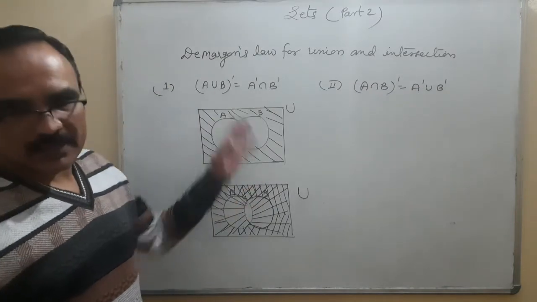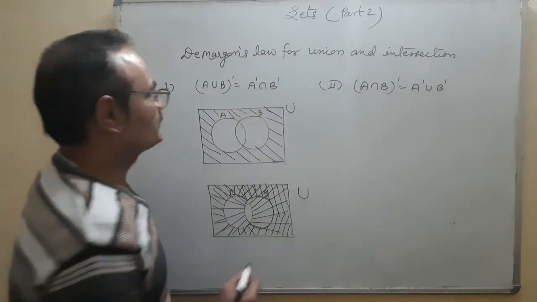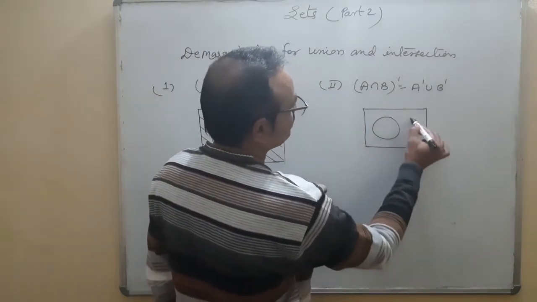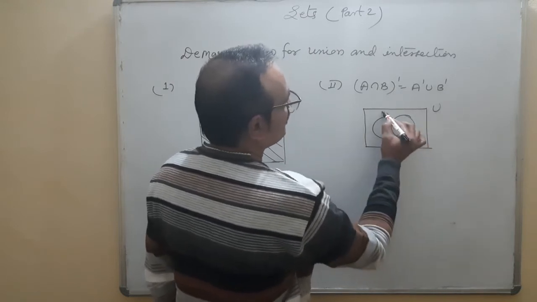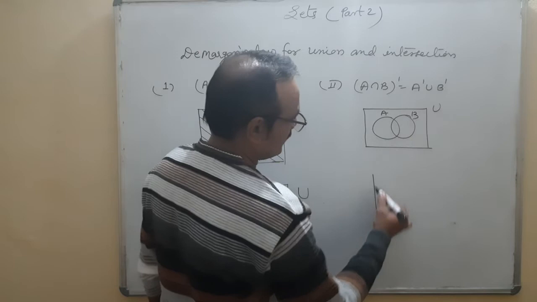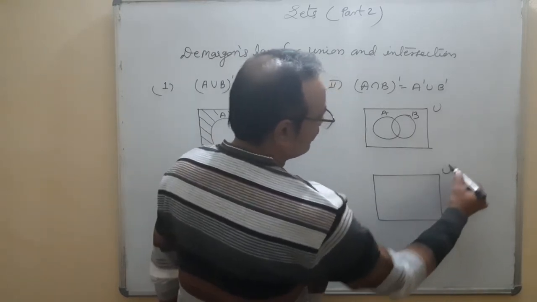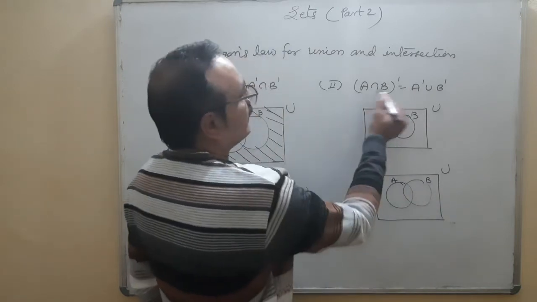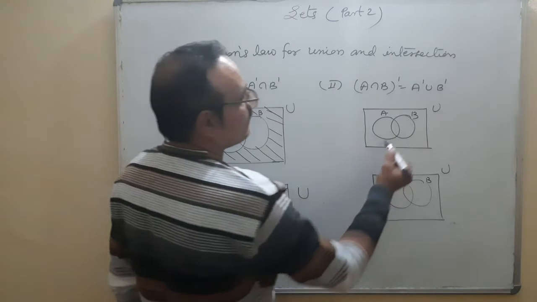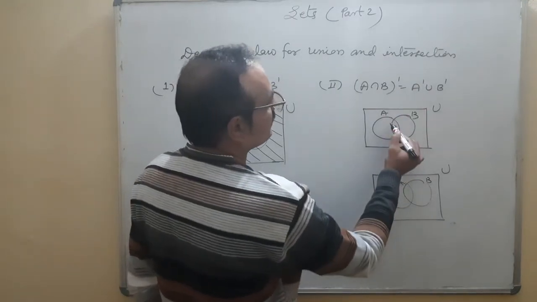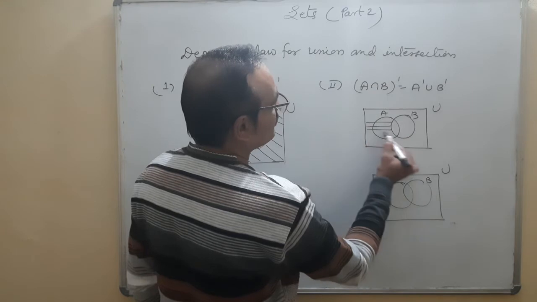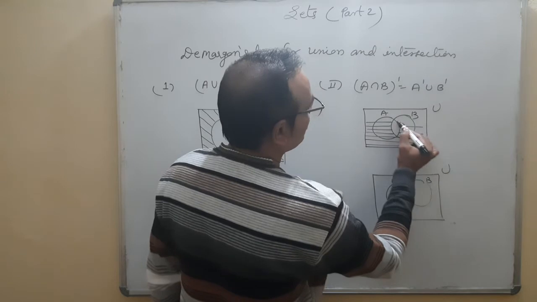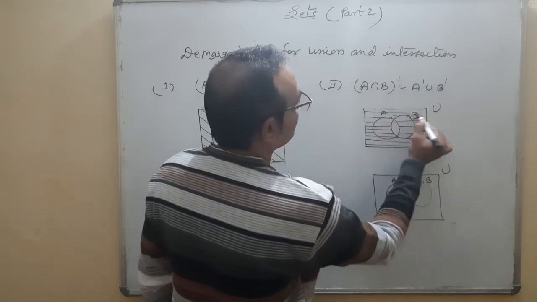You can prove it by the diagram. This De Morgan's law. Same is for the intersection. U, A and B, and second diagram. (A intersection B) complement. A intersection B is this portion and it's a complement. That means everything apart from this portion. Am I right? Everything apart from that one.